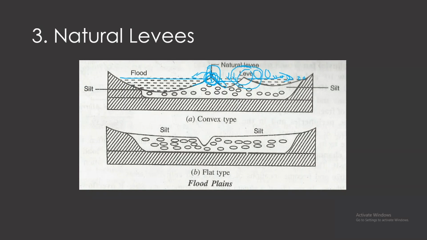There are artificial levees also, which we prepare, and you will study them when you study irrigation. You will study the levees that are constructed along canals. When you construct a canal, we slightly elevate the banks of the canal from the nearby area so that the water will not overflow immediately. That we call an artificial levee. We will see the designs of that later.